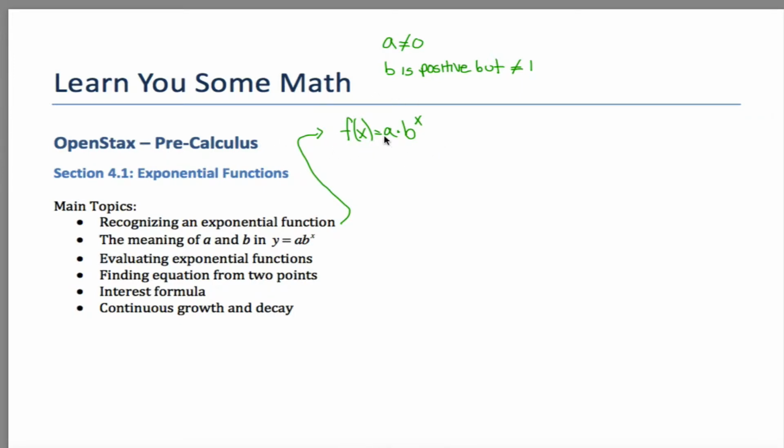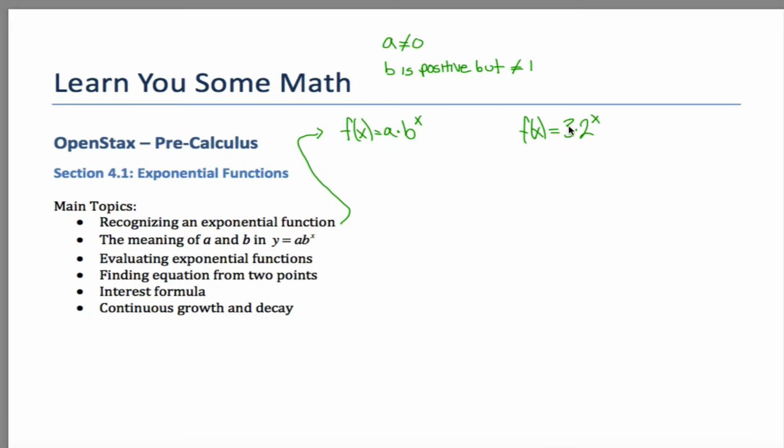In place of a and b are numbers. Specifically, in place of a is any number that's not 0, and in place of b is any positive number that's not positive 1. So lots of different examples you can come up with. I think in the other video I did f of x equals 3 times 2 to the x power. It's a perfectly good exponential function. Recognizing an exponential function is looking for something that looks like this.